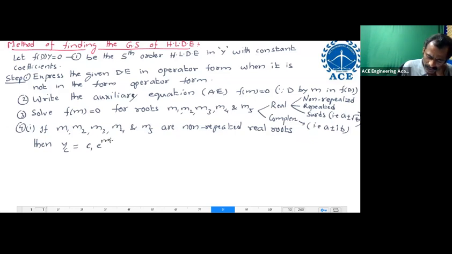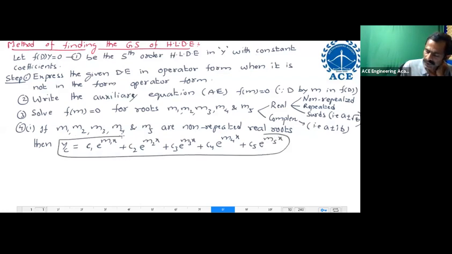yc equal to C1 e power m1x plus C2 e power m2x plus C3 e power m3x plus C4 e power m4x plus C5 e power m5x. When all the roots are different, then we have the linear combination like this. The linear combination of 5 independent solutions is the complementary function, that is yc. Suppose some roots are repeated, then we write that in the next case.